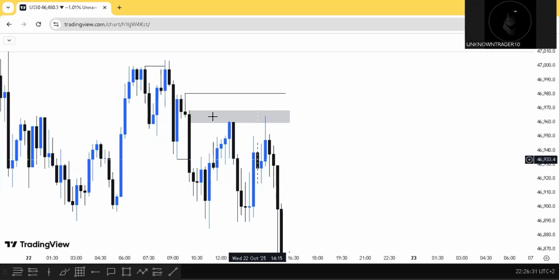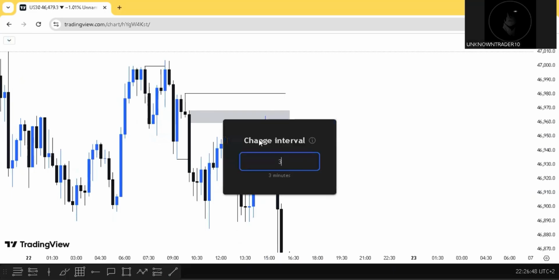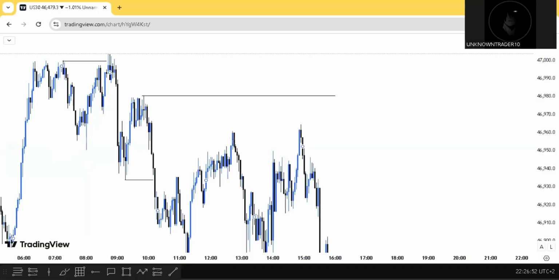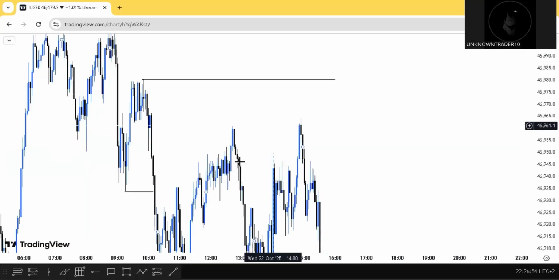So I waited for the market. The market dropped, then that's when I waited. And when it got here, I bought. Okay, but I'm not gonna talk about this buy. I'm gonna talk about this sell. So once it bought, it went back. I went back to 3 minute time frame to identify an order block, which can make the market come down.